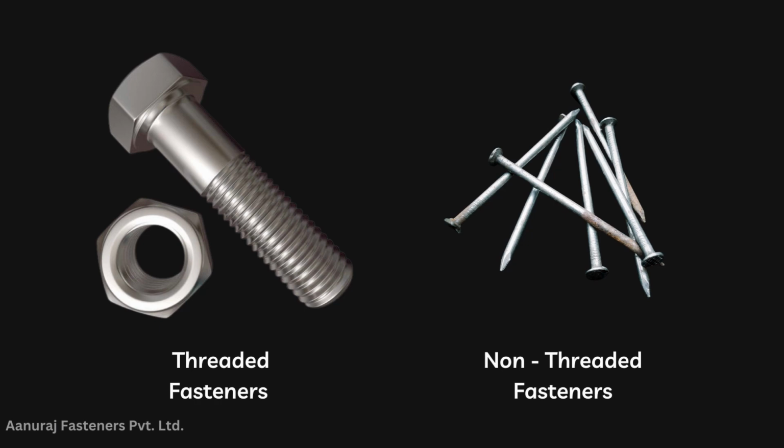Some examples of non-threaded fasteners include nails, pins, clips, and rivets. Non-threaded fasteners are often used when the objects being fastened do not need to be taken apart or when the fasteners are not subjected to high loads.